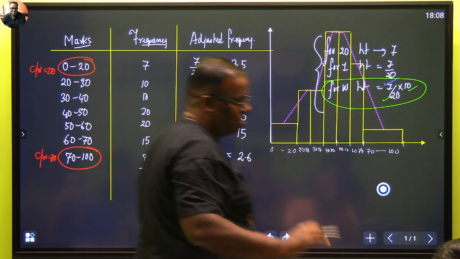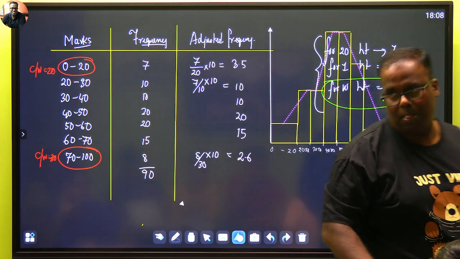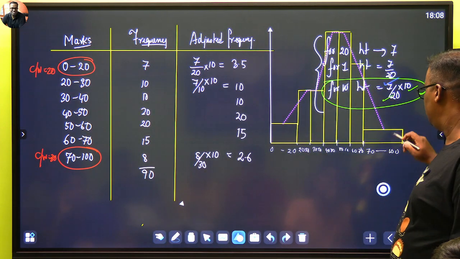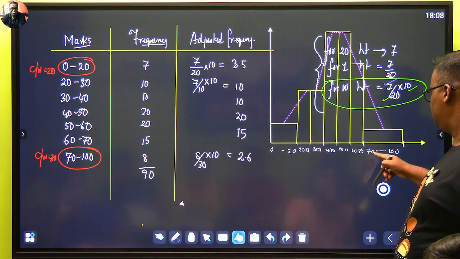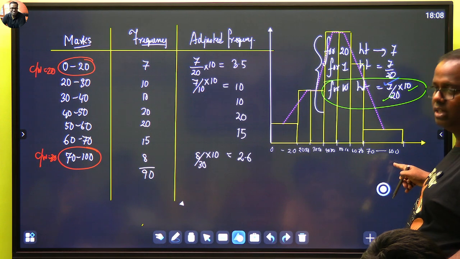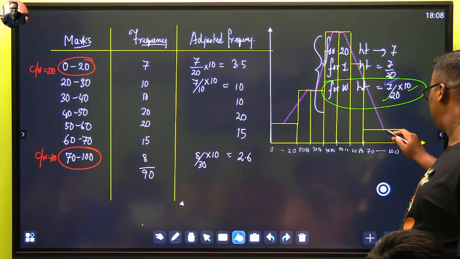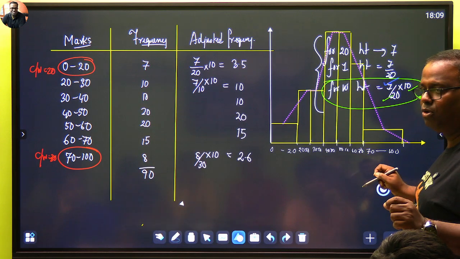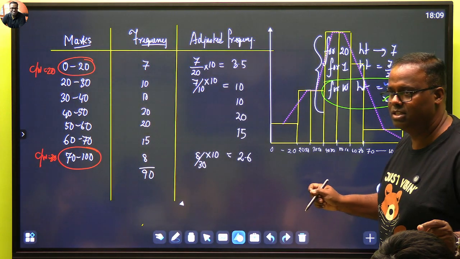Now comes the interesting part. What to do with the endpoints? In many books, you will see that they will end it obviously at 70 to 100. What should be the next distribution? 100 to 110. So we bring it there, to 100 to 110. You are supposed to end your frequency polygon on the x-axis.